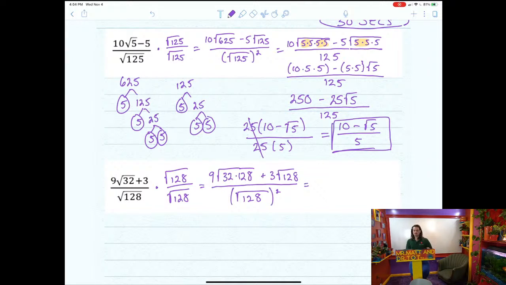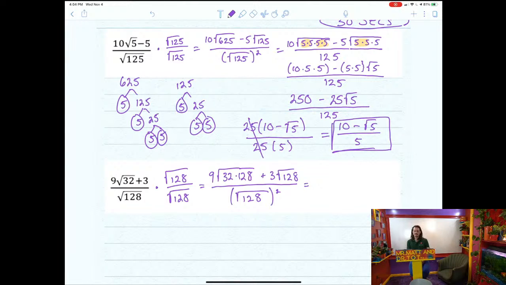Okay, so for the first value, we have (10 root 5 minus 5) divided by the square root of 125. So I'm going to multiply by root 125 over root 125. When I do that, that's going to give me 10 times the square root of 5 times 125. 5 times 125 is 625. Then I get 10 root 625 minus 5 root 125 as my numerator.